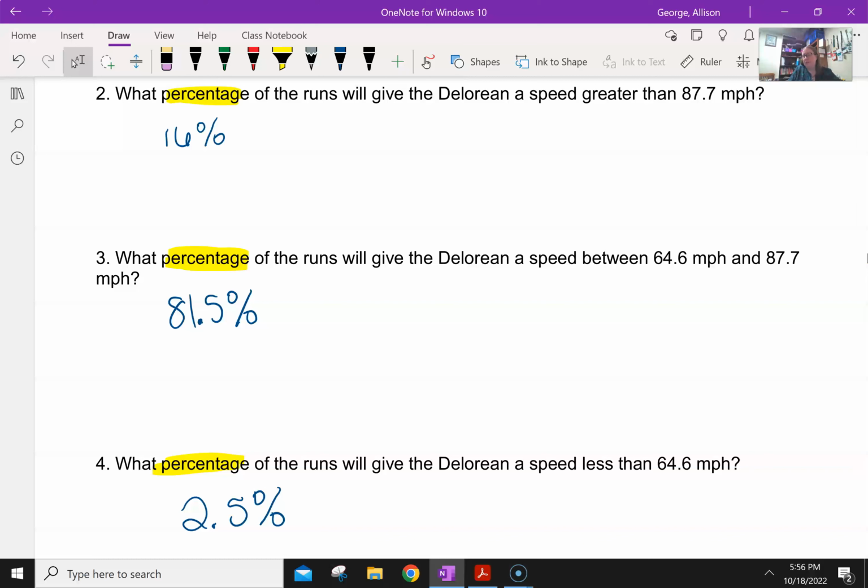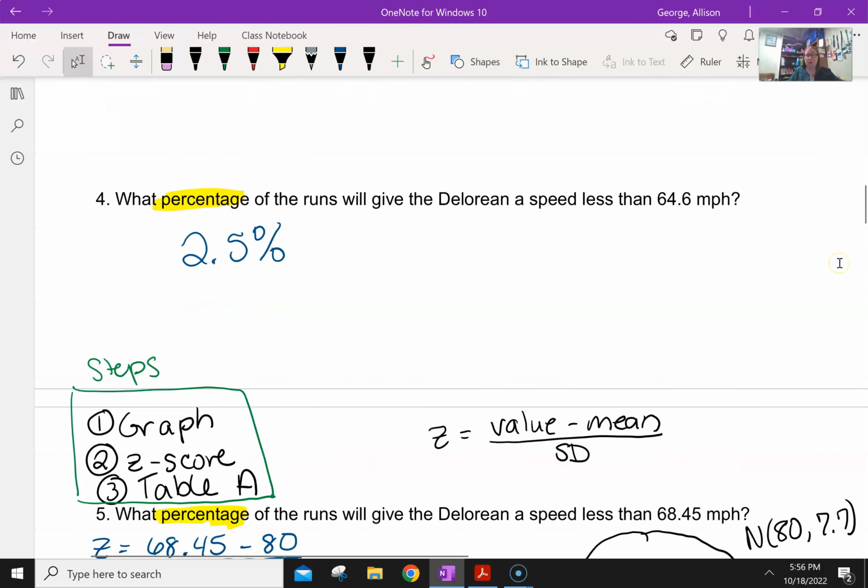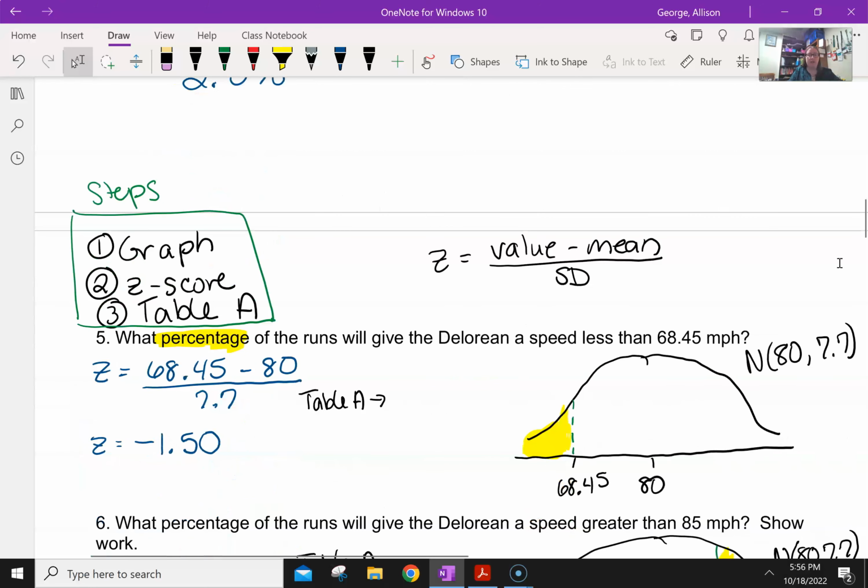Unfortunately, we can't always use the empirical rule. It only works if we happen to have it at 1, 2, or 3 standard deviations above or below. There's a lot more data values than that. So what we're looking at today is what do we do when it's not at 1, 2, or 3 standard deviations? And so there are 3 steps that we always want to do when we're completing the problems.